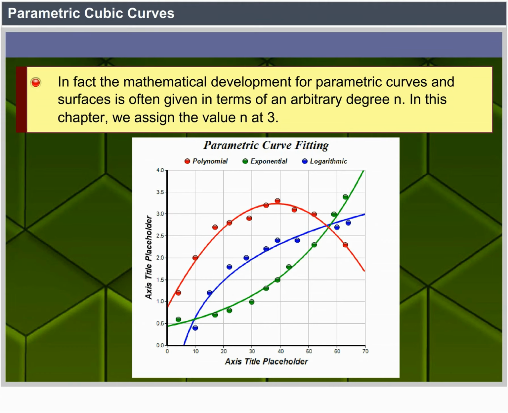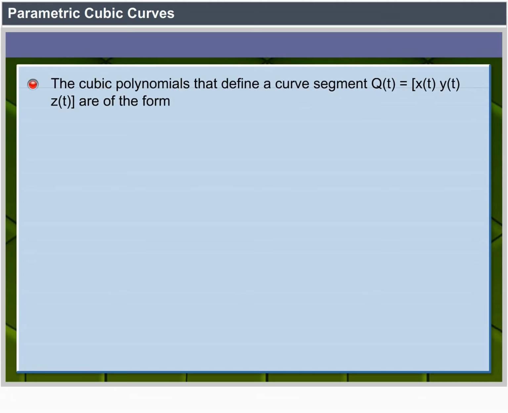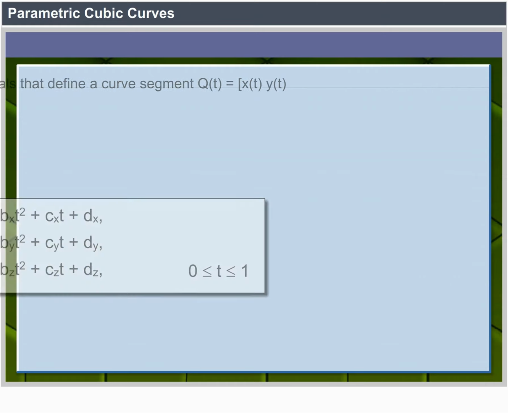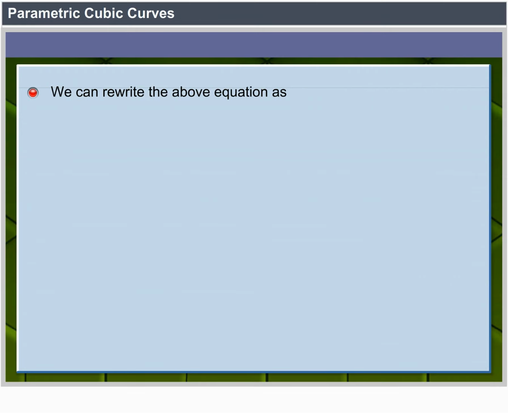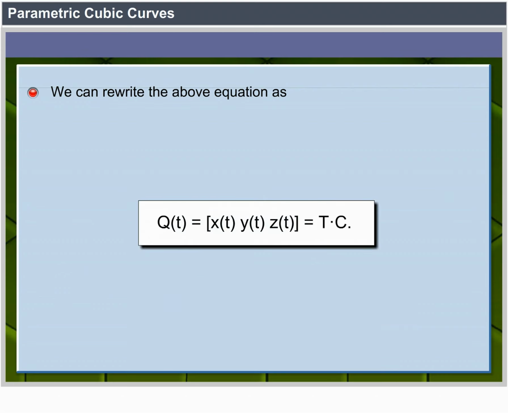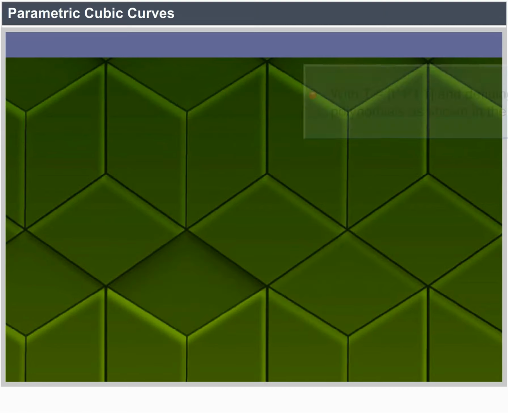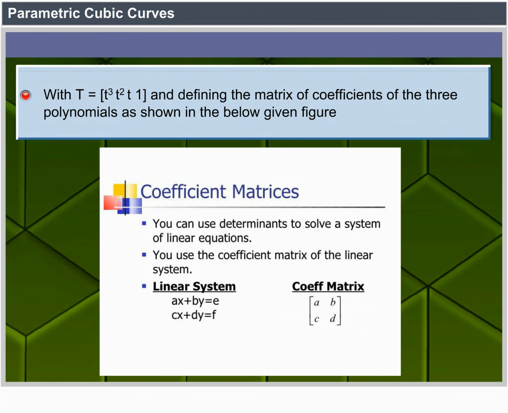The cubic polynomials that define a curve segment q of t equals x of t, y of t, z of t are of the form shown below. We can rewrite the above equation as q of t equals x of t, y of t, z of t equals T times C. To deal with the finite segments of the curve without loss of generality, we restrict the parameter t to the 0 to 1 interval, with capital T equals t cubed, t squared, t, 1, and defining the matrix of coefficients of the three polynomials as shown below.